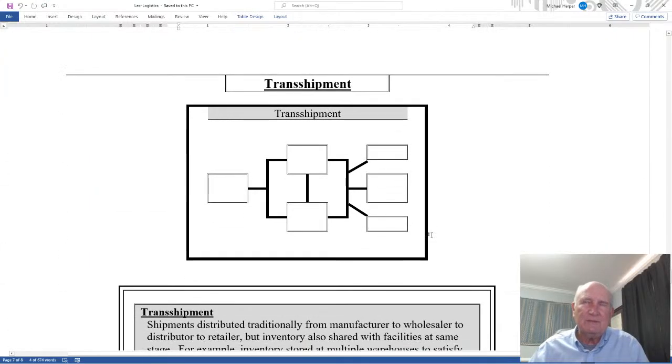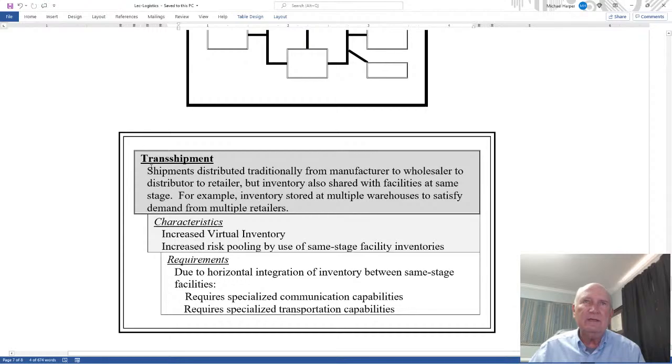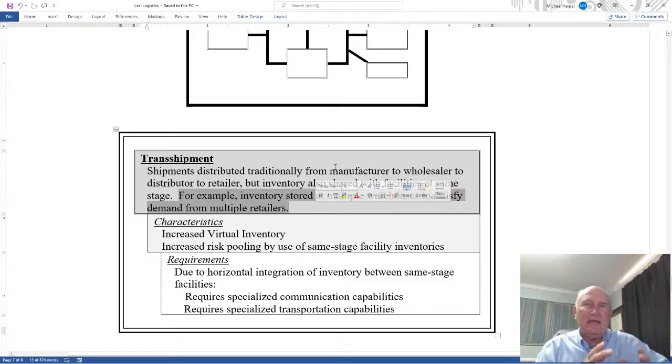The last is transshipment. Now in transshipment, the shipments are distributed traditionally from manufacturer to wholesaler to distributor to retailer, that's traditional. However, inventory also is shared with facilities at the same stage. So you have a horizontal sharing. For example, inventory stored at multiple warehouses to satisfy demand from multiple retailers downstream. So warehouse A could satisfy warehouse A customers, but the warehouse inventory could also satisfy warehouse B customers through transshipment. Increased virtual inventory because of that.